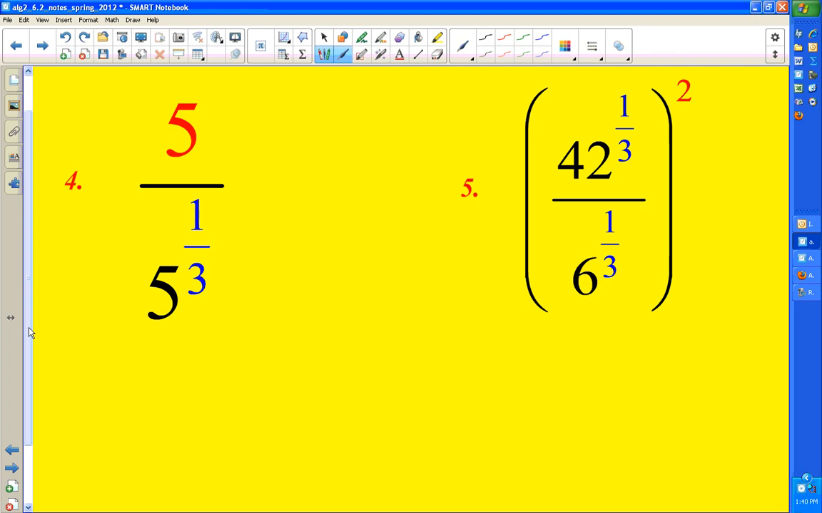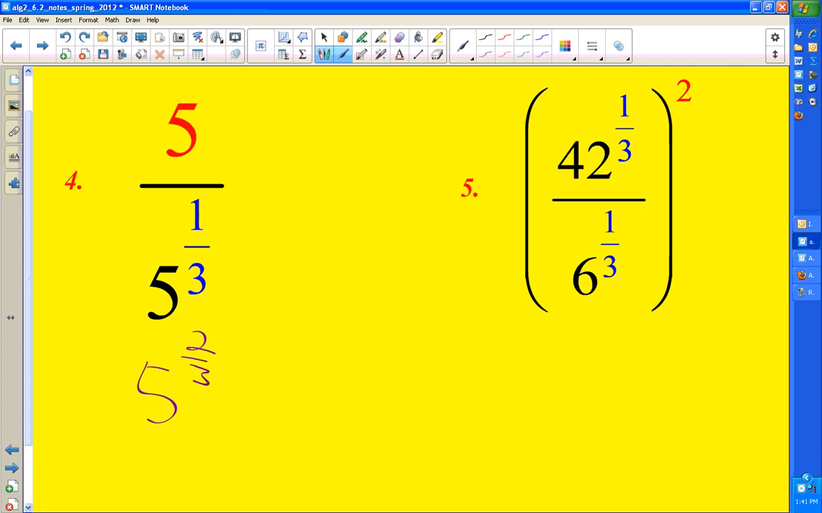So what are we going to get? Maybe I'm not doing this emphatically enough. So what do we get? 5 to the power of 2/3. What did you do? 1 minus 1/3 is 2/3.